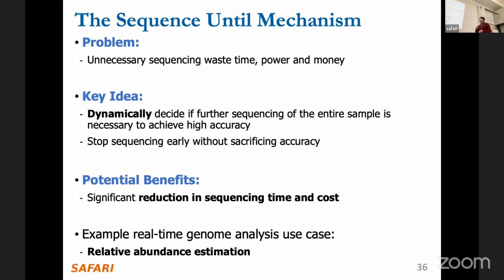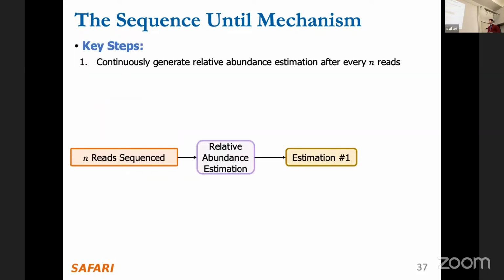We evaluate the benefits of sequence until based on a particular use case known as relative abundance estimation, where you try to identify the ratio of each genome in your sample in your analysis. So how does sequence until work? There are a few key steps.